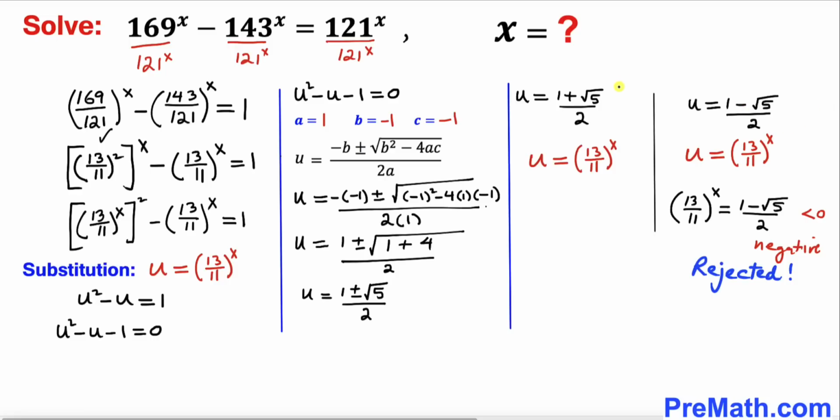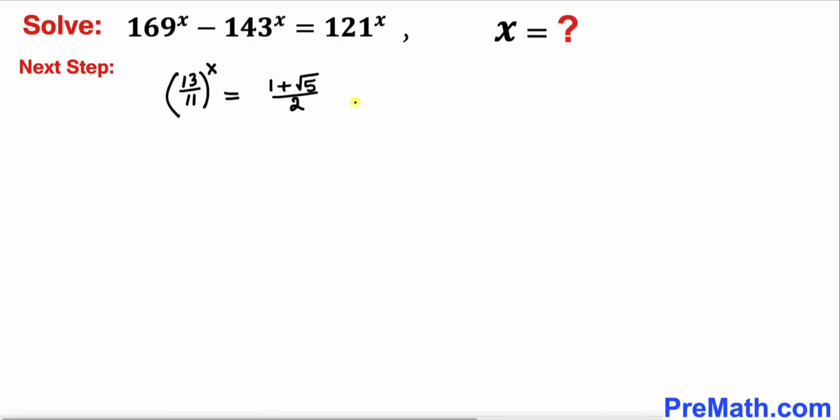Now let's take care of this first equation. We know u equals (13/11)^x. Let's equate them. So our (13/11)^x equals (1 plus square root of 5) divided by 2. And here I have copied down this equation, and we are going to solve for x.